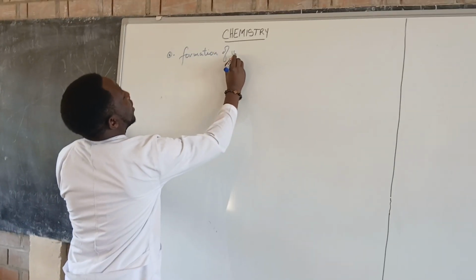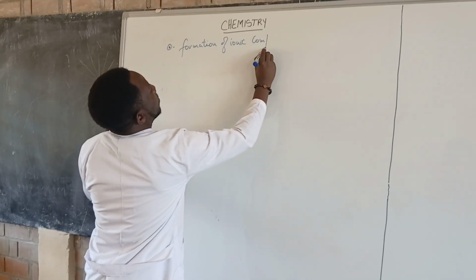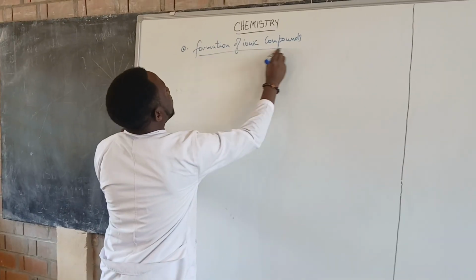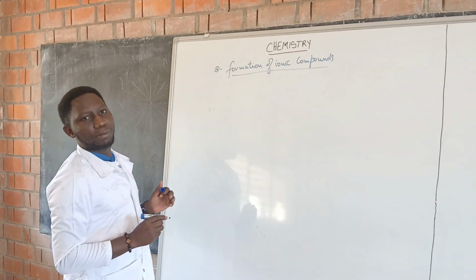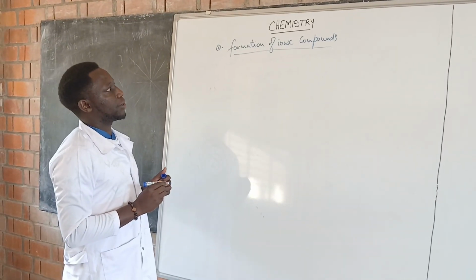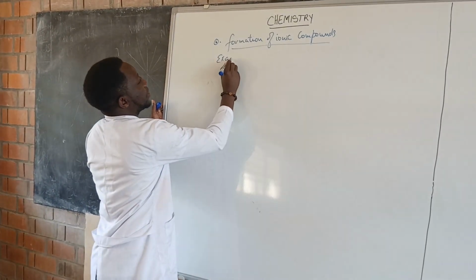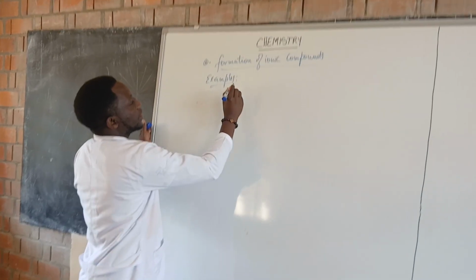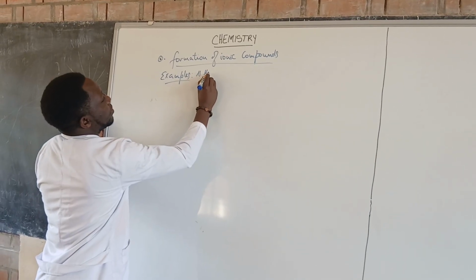Formation of ionic compounds. Remember, this kind of bond is formed between metal and non-metal. We also have different examples that contain these kinds of bond. For example, we have sodium chloride.